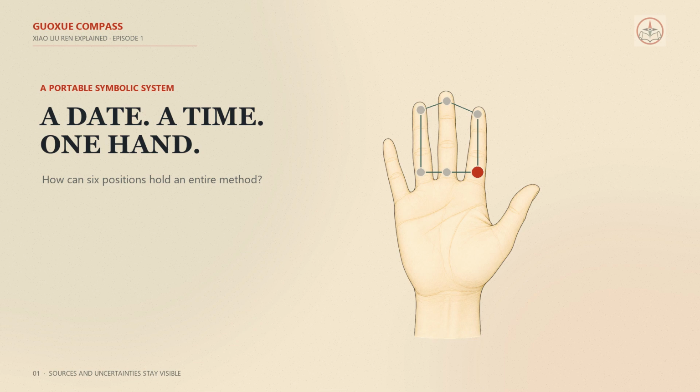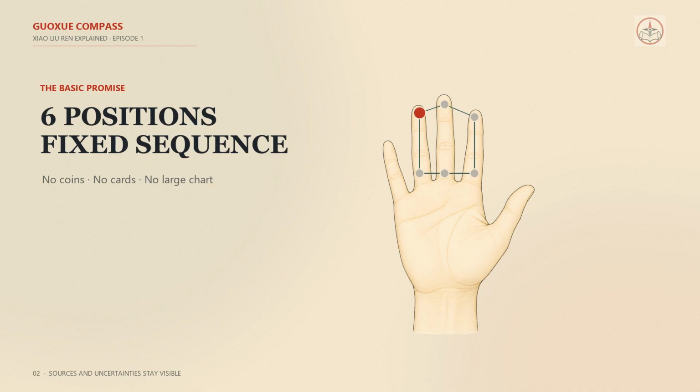What if you could turn a date and a time into a symbolic reading using only one hand? No coins, no cards, no large chart, just six positions around three fingers, counted in a fixed sequence.